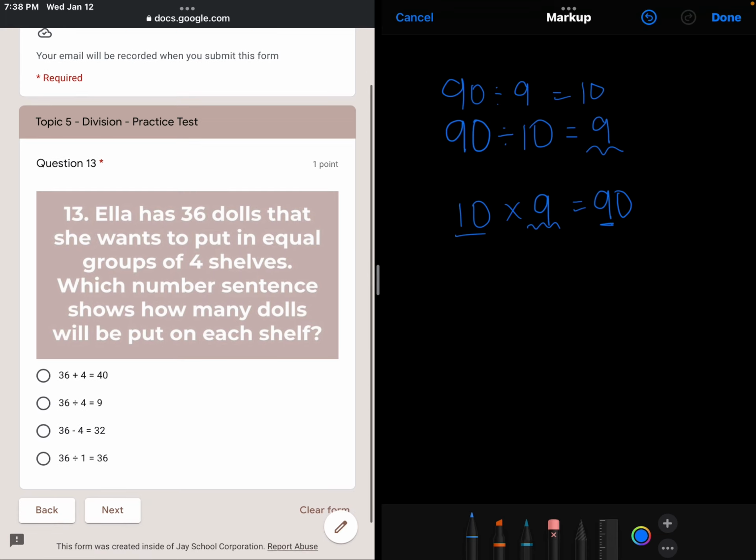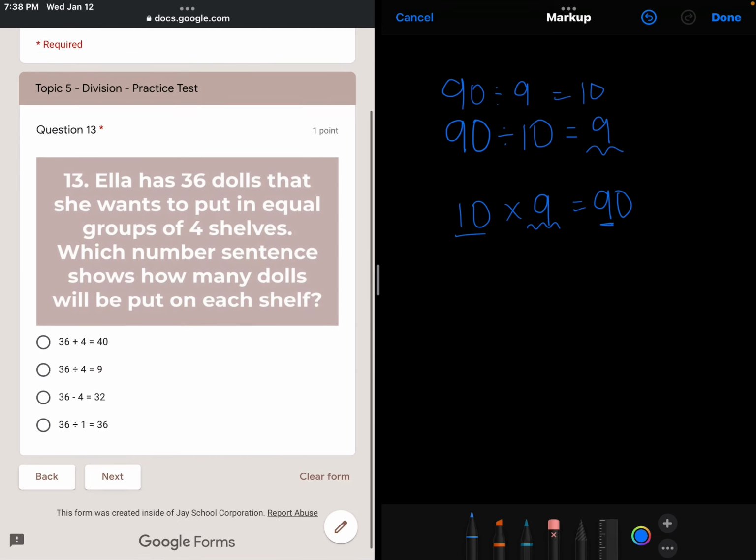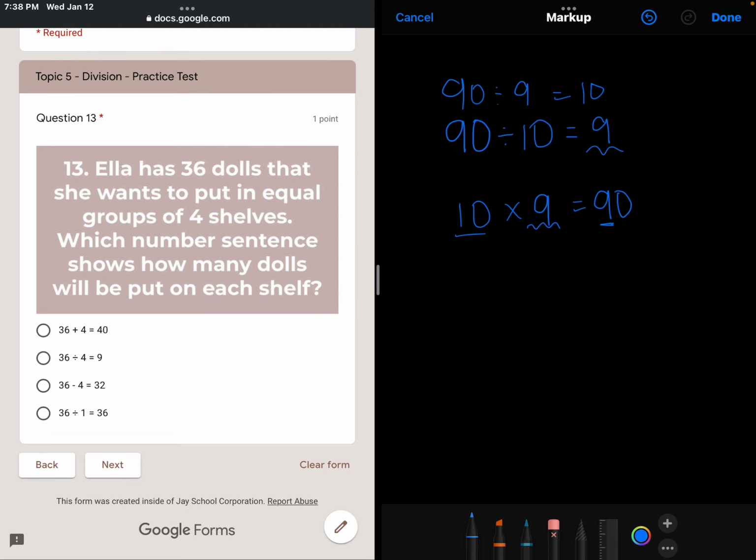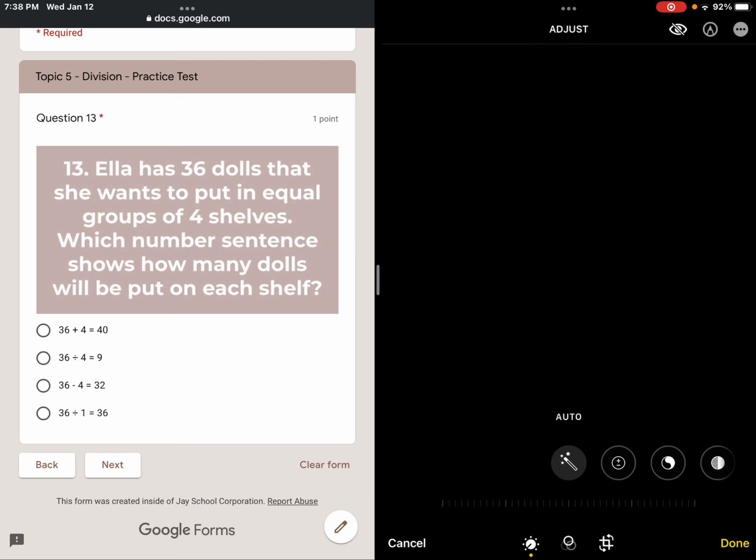All right, number 13. I think we have one more after this, maybe. Ella has 36 dolls that she wants to put in equal groups on 4 shelves. Which number sentence shows how many dolls will be put on each shelf? So, I think you guys like this way the best. I have 36 dolls and they need to go on 4 shelves.